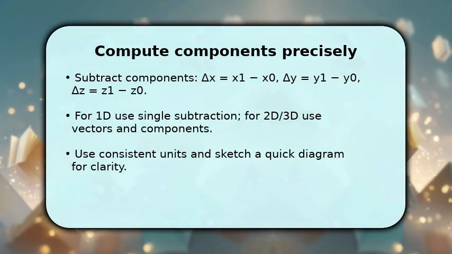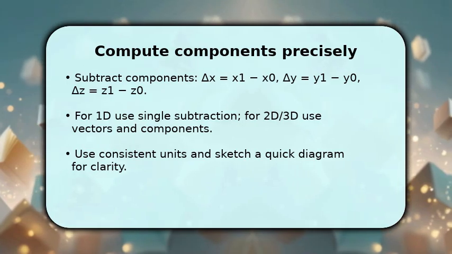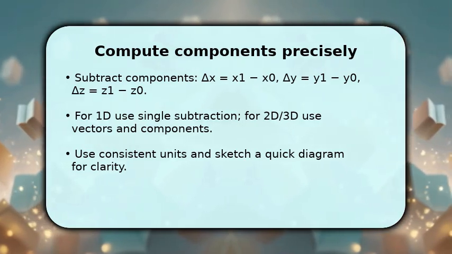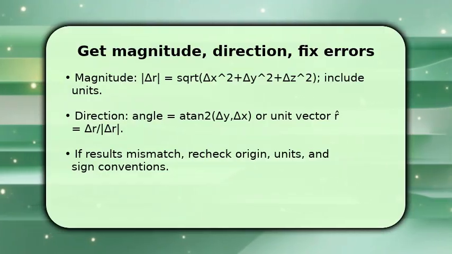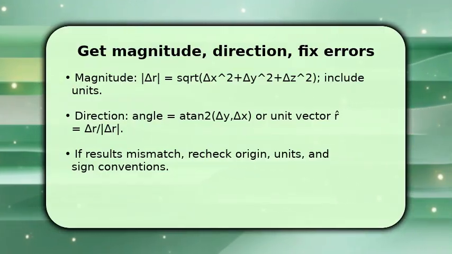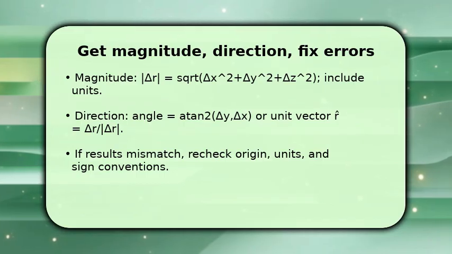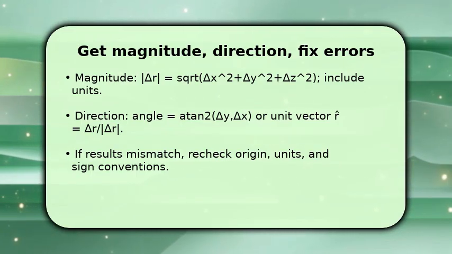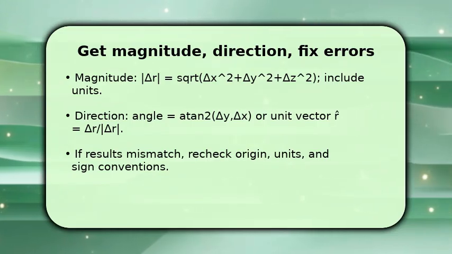Make sure to simplify arithmetic and you finish by converting components into the form you need. Compute magnitude with the square root of the sum of squares and find direction with atan2 for proper quadrant, then express the unit vector if required. Once done, present displacement with units and a clear sign or angle.